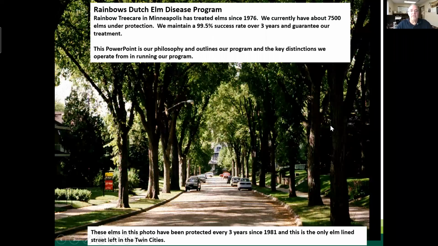Just to start out, I love to show this picture. This is a photo of trees in Minneapolis on a road called Newton Avenue. This neighborhood signed up all their elm trees on their boulevard and got all the neighbors involved. We've been treating these trees now for 40 years, and I think they lost one in a storm. But other than that, all the trees have lived. The philosophy and the methodology that we're currently using is very effective.